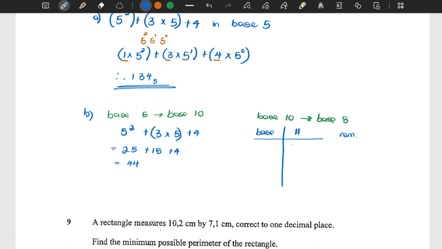So again, we have the table where we have the base, the number, and the remainder. So we have 44 is the number. The base we're taking it to is 8. 8 into 44, that's 5, you'll be 40, right? Remainder 4. 8 into 5, that's 0, remainder 5. Then reading it from the bottom up, that'll be 54 base 8.